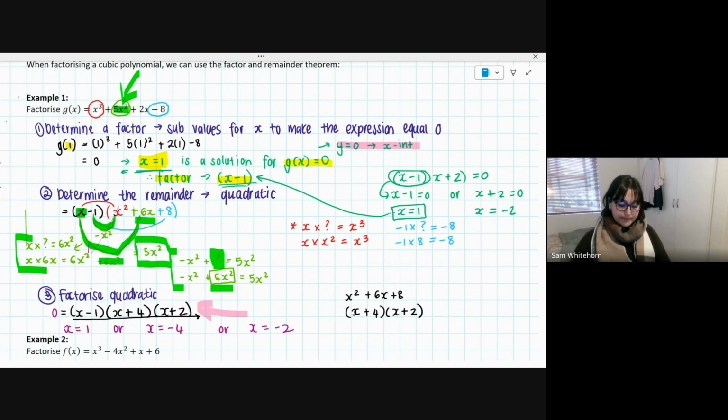Okay, so 3 steps, which doesn't seem like a lot, but 3 steps in order for us to factorize a cubic. Right, so let's take a screenshot of this one, and then we'll have a look at another one together. Again, please ask if you're not sure.